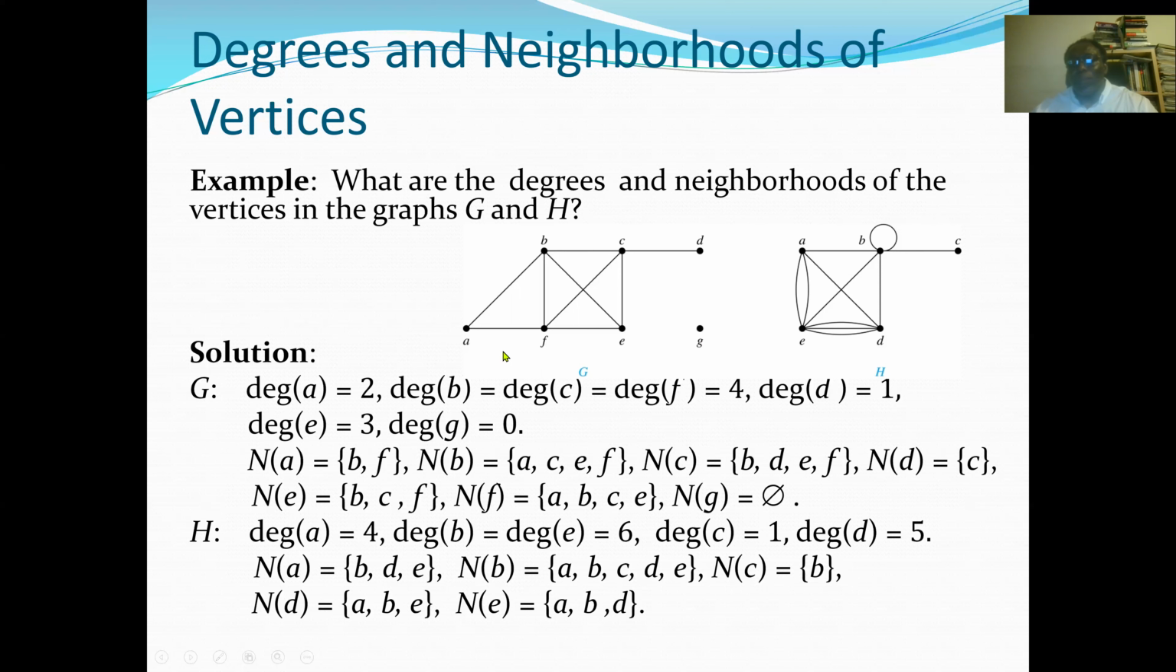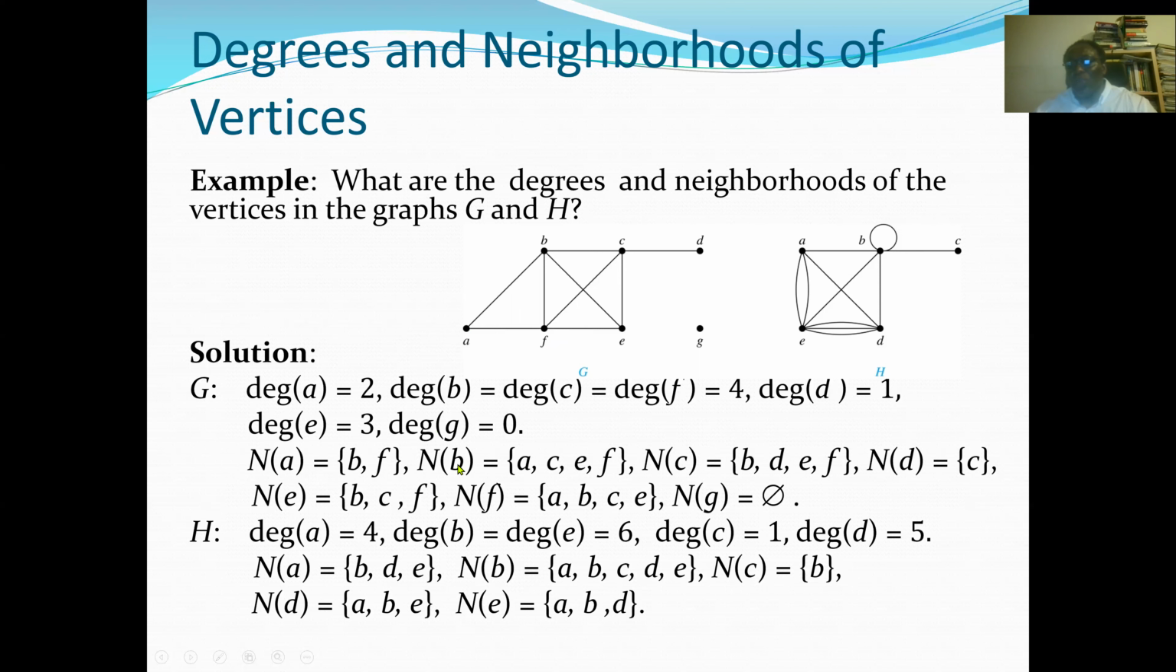So now let's look at the neighborhood. We can go by each vertex. As we said, the terminology of neighborhood means the vertices that are adjacent to whatever vertex we are looking at. So let's say vertex A is adjacent to what vertices? That's the neighborhood. What's the neighborhood of A? It will be B and F. So the neighborhood of A, N(A), is B and F.